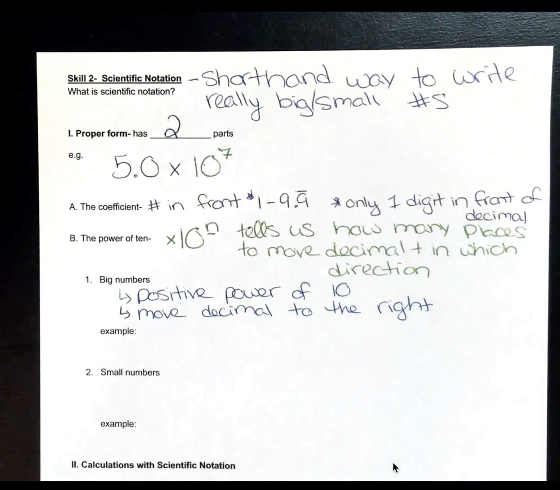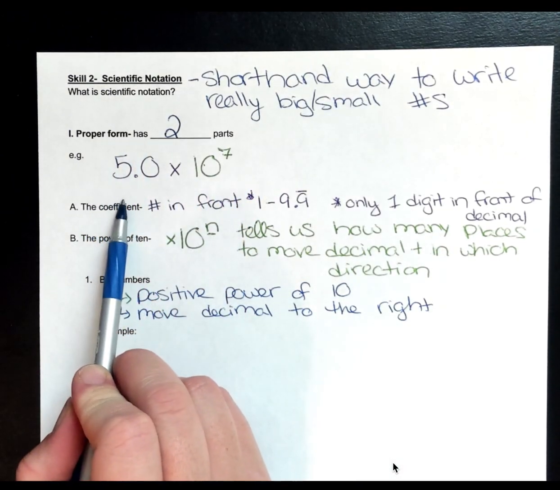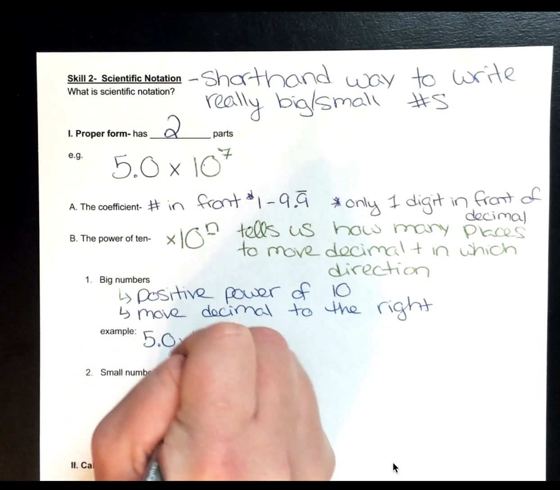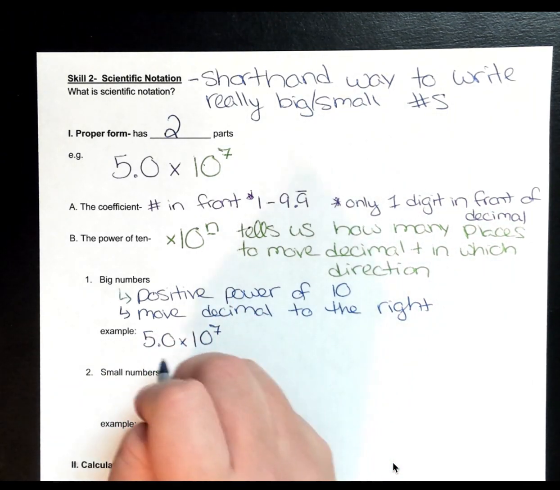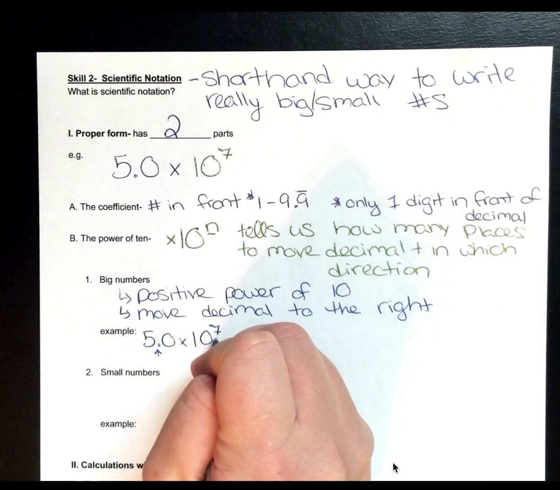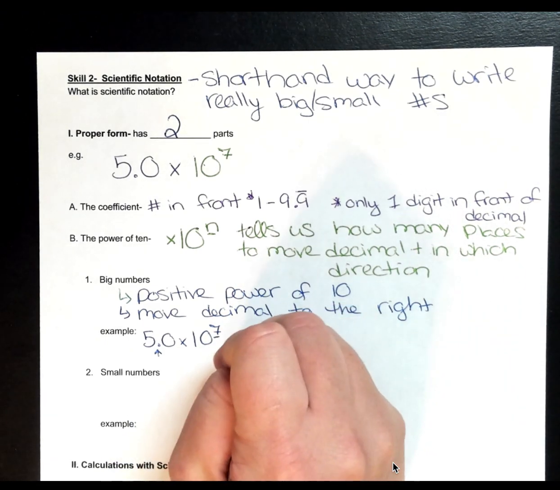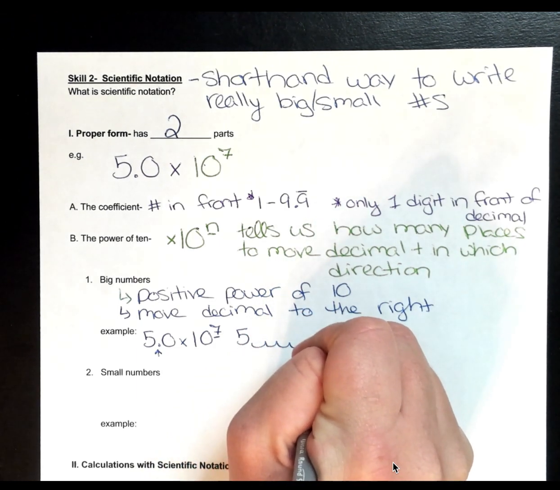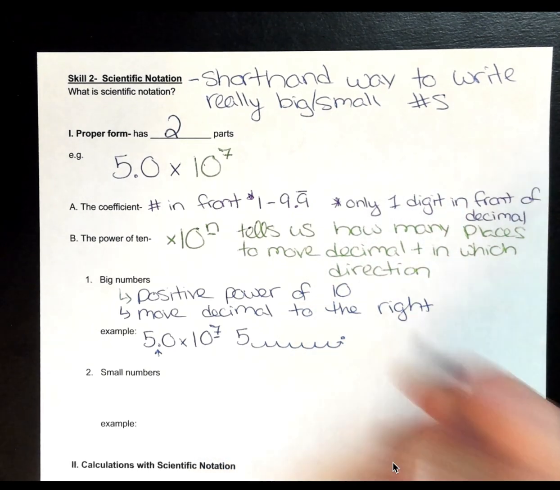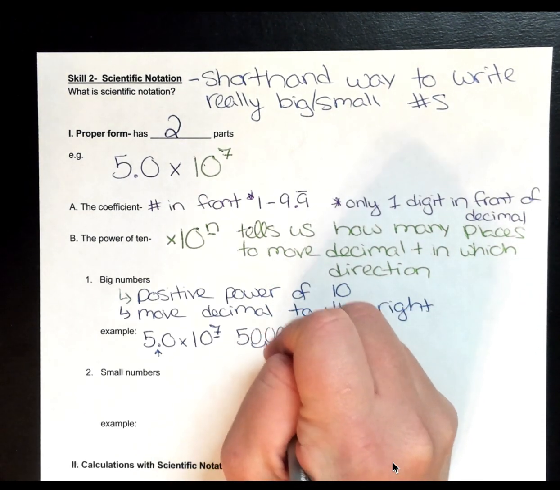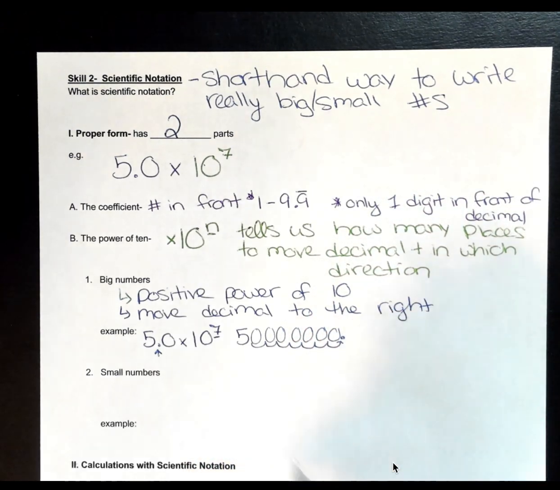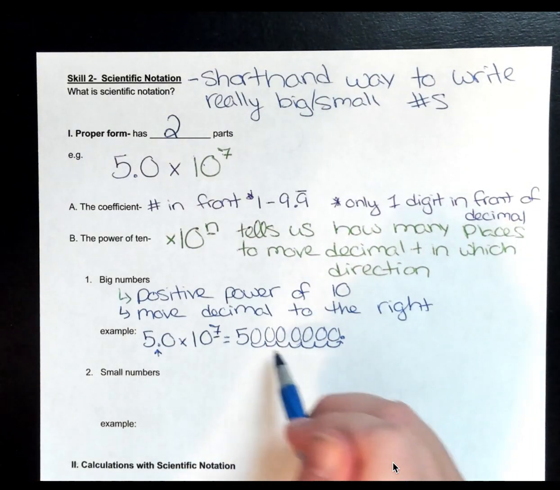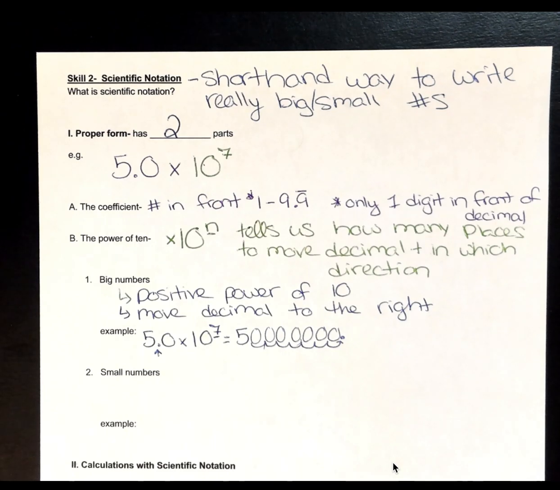So, for example, if I were to work with my same example from up here, if I had 5.0 times 10 to the 7th, what that tells me is I'm going to take this decimal and I'm going to move it 7 places to the right. So I'm going to go 5, 1, 2, 3, 4, 5, 6, 7. My decimal's down here, and I'm going to fill in all of these places with zeros. So 5 times 10 to the 7th is really equal to 50 million.